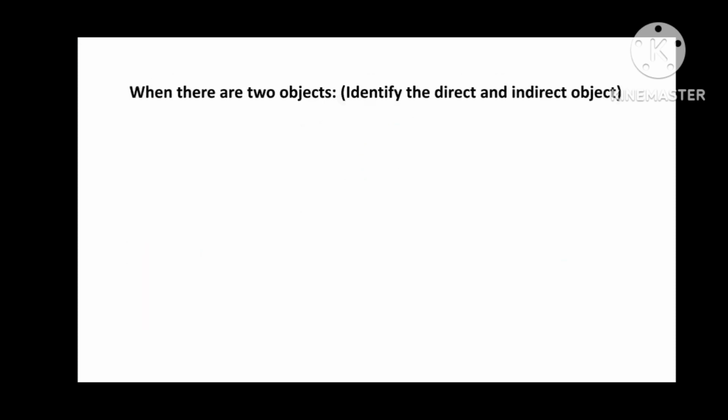Now let's understand some cases when there are two objects in a sentence. How will we convert into passive voice? In that case, we have to identify the direct and the indirect object. For example, I baked a cake for my mother. Here, cake is the direct object because the action of baking is happening directly on cake. And my mother is the indirect object because the direct object cake is going to mother.